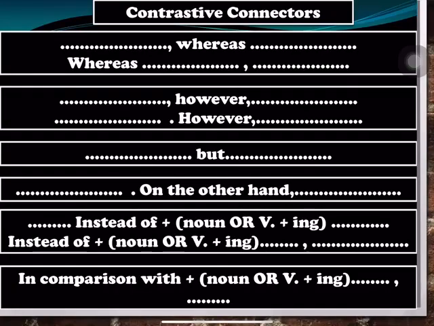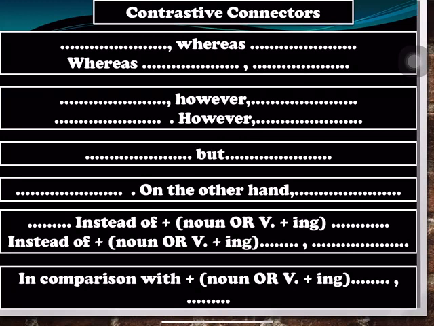Now, quick revision to the contrastive connectors. If you remember, we studied the contrastive connectors in the first term. We have whereas, which can be used in the middle or at the beginning of two sentences joined together. But remember that whereas should be followed by a sentence, and before whereas we have to use a comma if we use it in the middle.